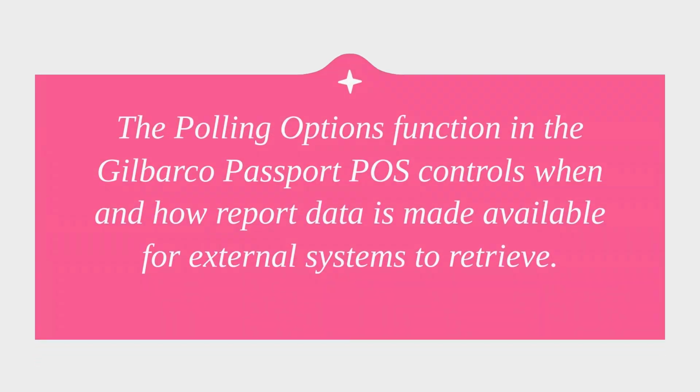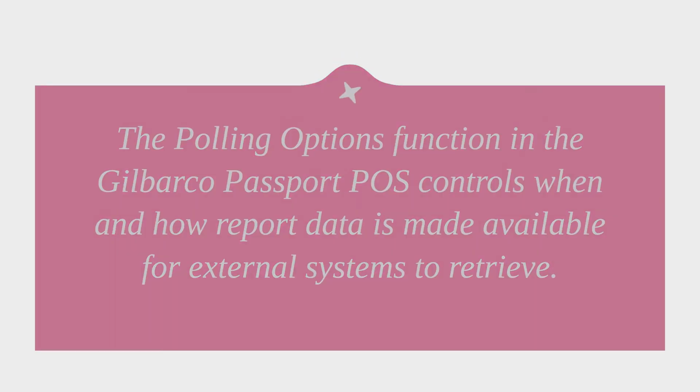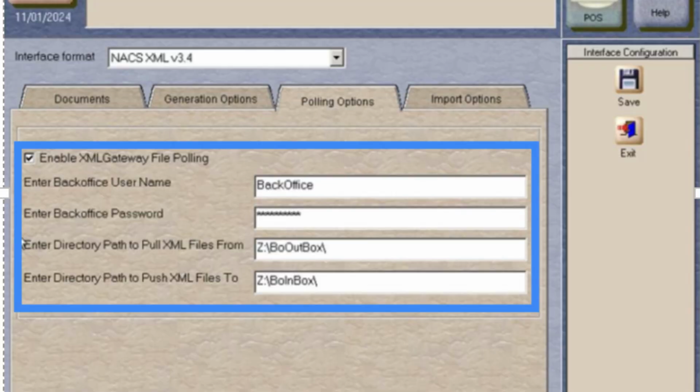The Polling Options function in the Gilbarco Passport POS controls when and how report data is made available for external systems to retrieve. While report configuration determines what data is included, polling options determine whether that data can be consistently and reliably collected by systems like Mercury One. Proper polling ensures that shift close and store close reports are exposed, accessible, and transmitted at the right intervals without manual intervention. After selecting the Polling Options tab, we need to ensure the correct configuration.